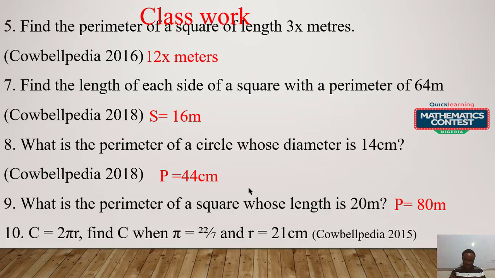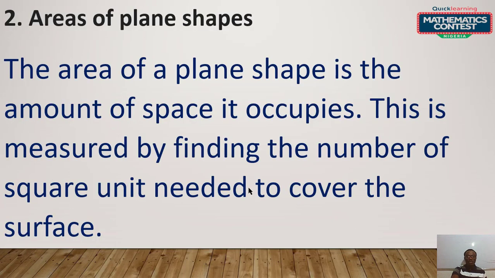22 over 7 times 2 times 21. 7 here 1, 7 here 3. So 2 times 22 times 3. We see our answer to be 132 centimeters. I trust we should be able to get the 5 questions, then we are actually good to go. That is all for perimeters.